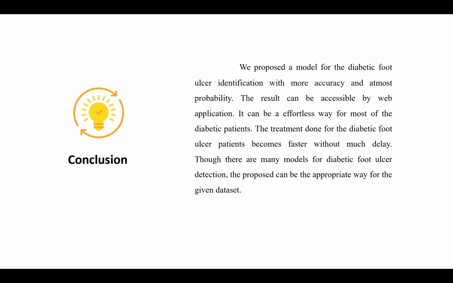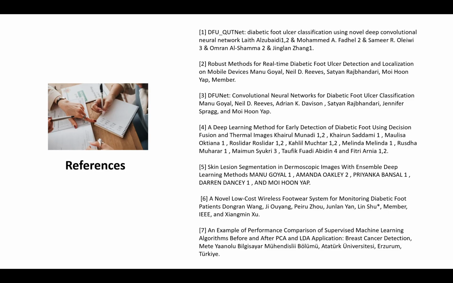Conclusion: we proposed a model for diabetic foot ulcer identification with more accuracy and high probability. The result can be accessed by the web application. It can be an effortless way for most diabetic patients. The treatment for diabetic foot ulcer patients becomes faster without much delay. Though there are many models for diabetic foot ulcer detection, the proposed model can be an appropriate way for the given dataset. And these are some of the references we have taken from IEEE conferences.